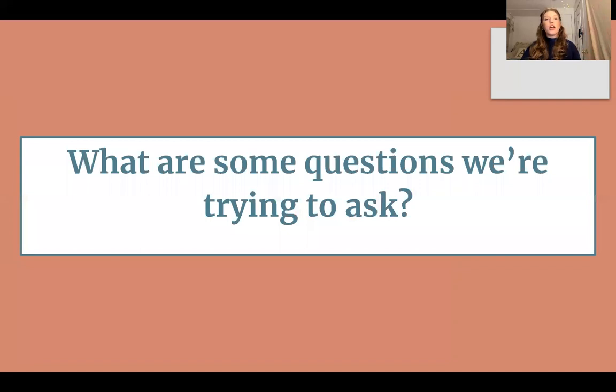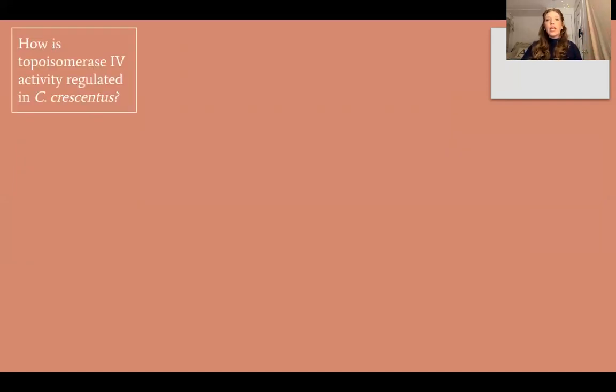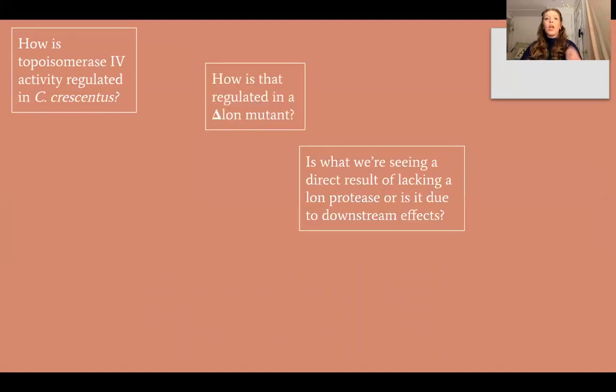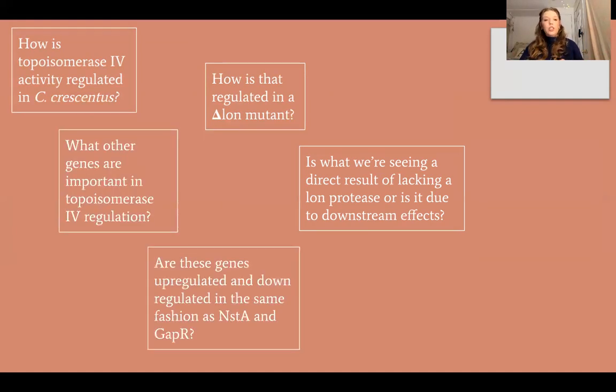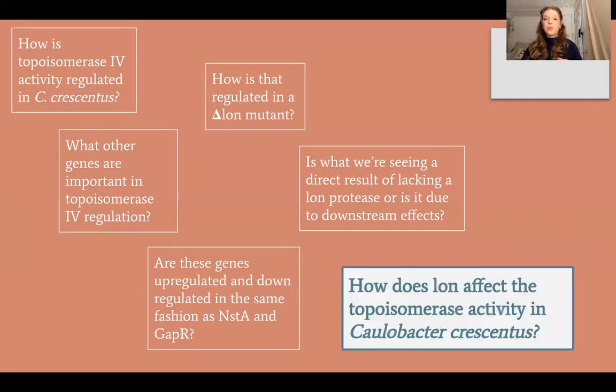So what are the questions that we're trying to ask? We're trying to ask, how is topo4 activity regulated in Caulobacter crescentus? And furthermore, how is it regulated in a delta lon mutant? If what we're seeing as a result of lacking a lon protease is due to downstream effects, or does the lon protease directly affect topo4 activity? And we're also looking for what other genes are important in this topoisomerase 4 regulation. Are the genes that we're seeing upregulated and downregulated in the same fashion as NSTA and GAPR? And ultimately, how does lon affect the topoisomerase activity in Caulobacter crescentus?